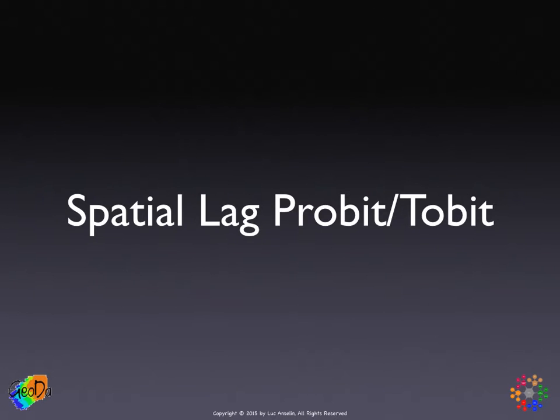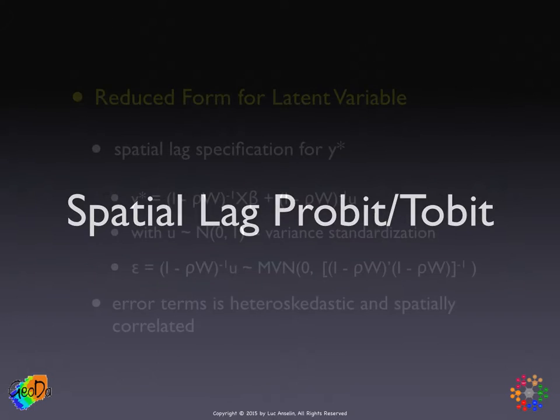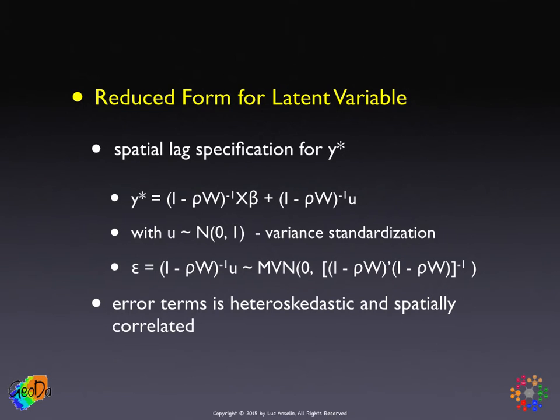Now we take a look at the specification of the spatial lag, Probit, and Tobit models. First we look at the Probit, and the way we approach this is by spelling out the reduced form. If you remember, the spatial lag model has a spatially lagged dependent variable on the right-hand side, which is really endogenous and causes simultaneous equation bias.